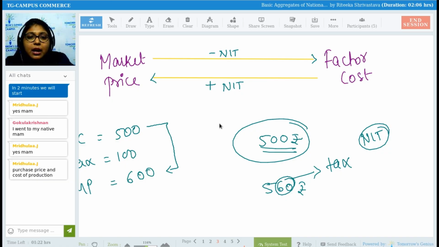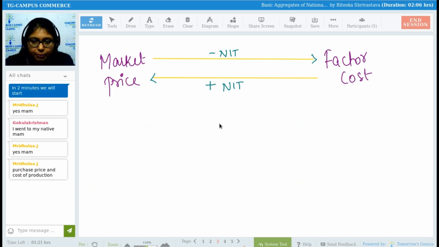If I want to go from factor cost to market price, what will I have to do? I will have to add NIT. And if I want to go from market price to factor cost, what will I have to do? I'll have to do less. NIT is the indirect tax which the consumers have to pay. Now let us understand it through the formula.